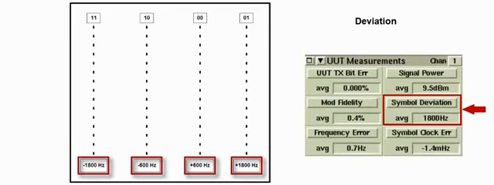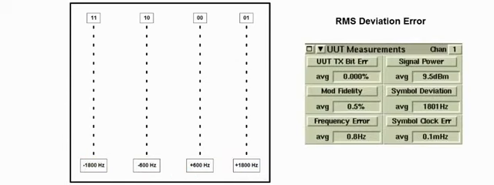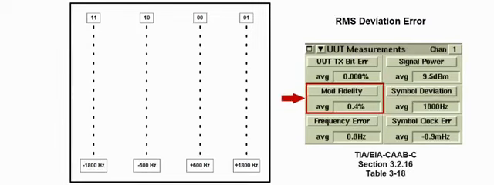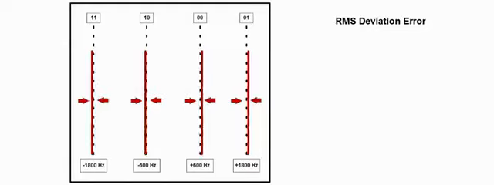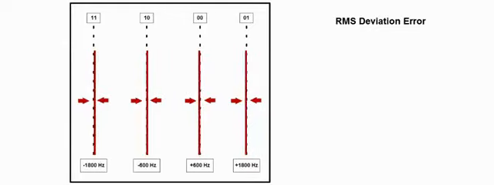Thus, the symbol deviation is not just a measurement of the 1800 Hz deviation symbol, it is actually an aggregate of all the symbols. The last value calculated from the measured deviation of each symbol is called RMS deviation error. On the Aeroflex 3920, this measurement is labeled as modulation fidelity in accordance with TIA EIA-CAAB-C, section 3.2.16, where table 3-18 is labeled modulation fidelity limits. RMS deviation error is an indication of how much the symbol deviations vary from their ideal values over 144 symbol periods.